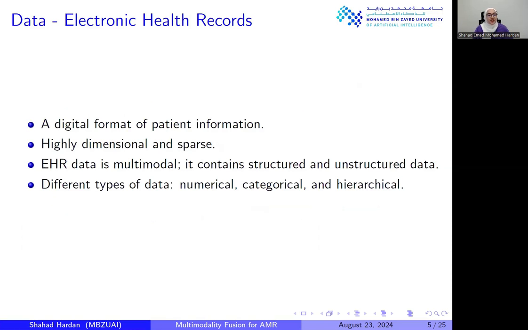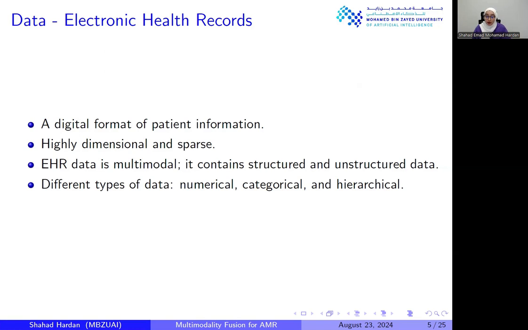So I've been saying EHR data. What exactly is EHR data? Electronic health records is a digital format of patient information. It's very highly dimensional and sparse. But why is that? Because there are so many features that a physician can record about the patient, right? And because my case would be different than your case or any other patient. So in this regard, we will have some sparsity. There might be some feature that is recorded for me, but is not recorded for you.